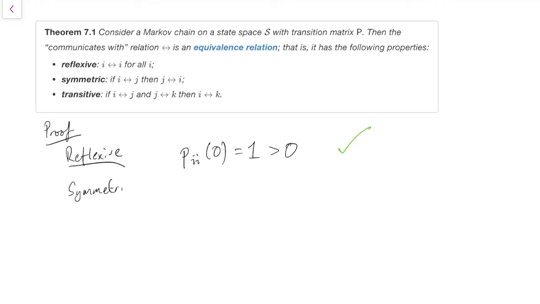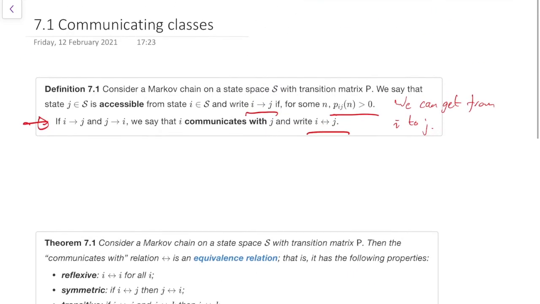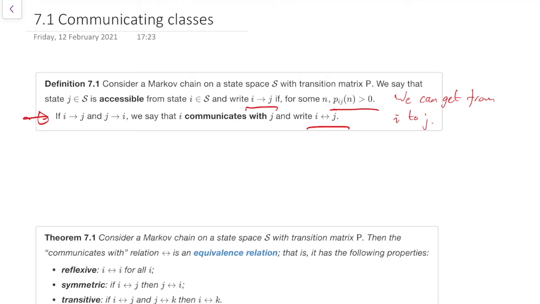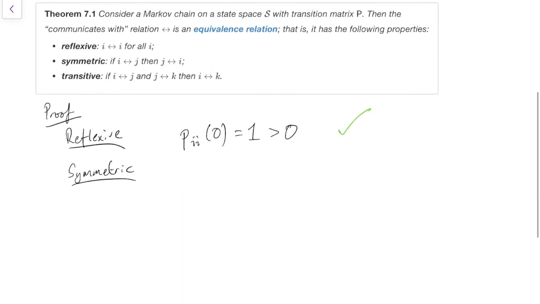Symmetric. Symmetric is easy as well, right? Because if we look at this definition, we say that i double arrows j if i arrows j and j arrows i. But that's obviously equivalent to swapping j for i. That just means we've written them in a different order, but it's obviously the same definition. So symmetric is so obvious I don't think we need to write anything down. So transitive is the only one where we've actually got something to prove.